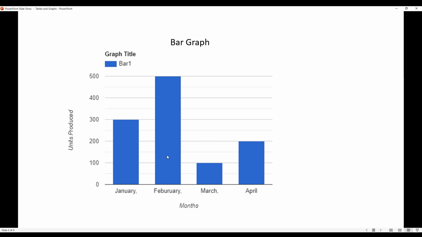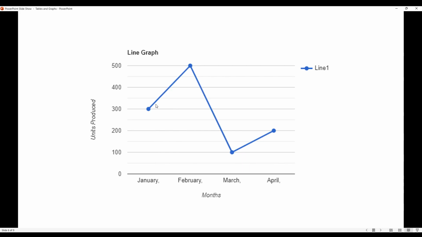And I want to ask you here, which one is the independent variable and which one is the dependent variable? This is the independent and this is the dependent. Here we have a line graph. Why is it called line graph? Because it has lines. Lines are used to represent data. And I want you to tell me which month has the most units produced. It's February. And March is the month that had the least amount of units produced.